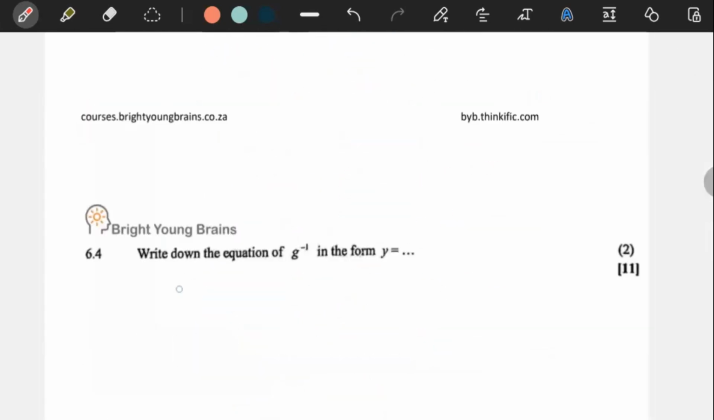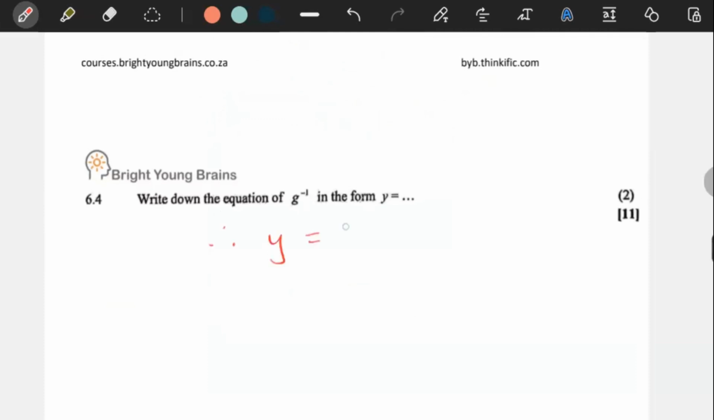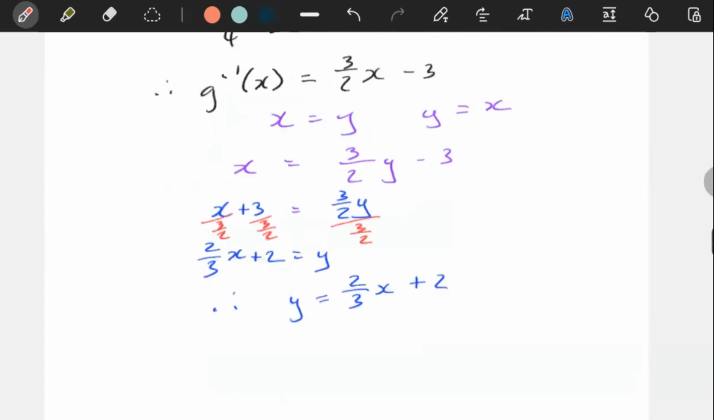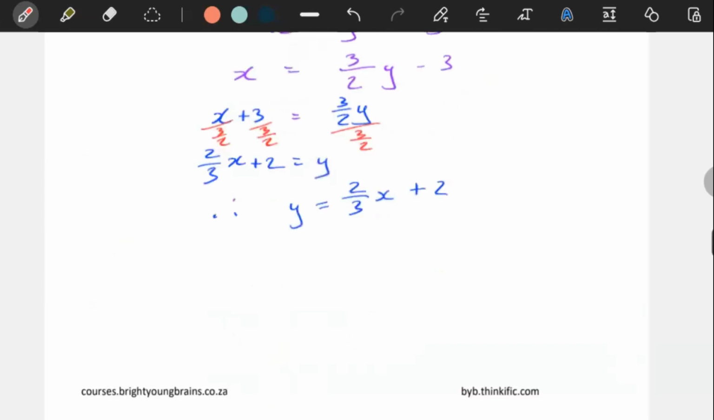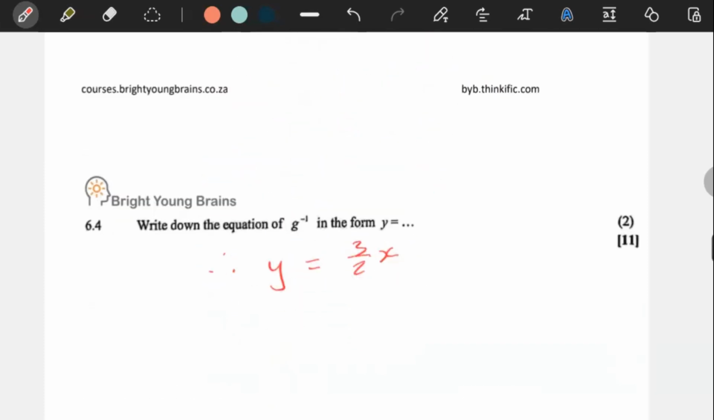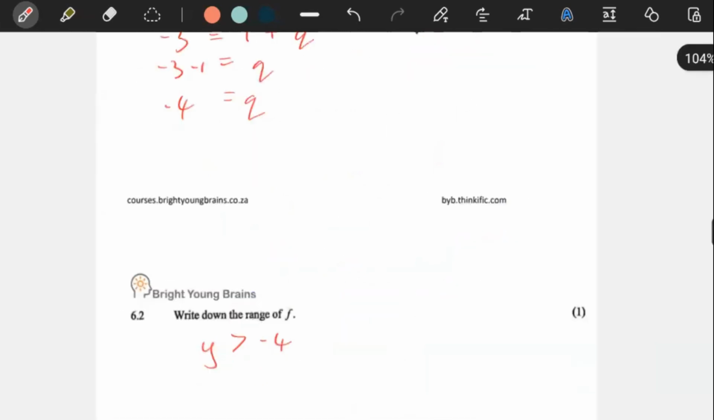So I will just say, therefore, y is equal to, let's just write this down, 3 over 2x minus 3. So it means that for 6.3, there's probably other ways of having worked it out, but I used whatever way I used. 2 marks, that should be enough. So let's move on to question number 5, since we're working backwards.